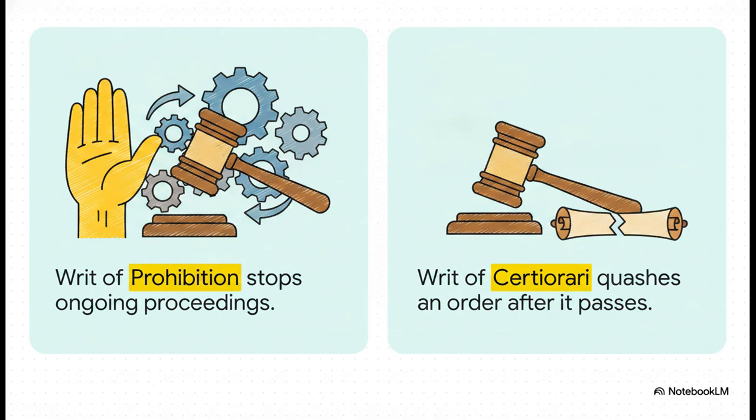Let's quickly zoom in on the 2 writs that seem to confuse students the most. Pay very close attention for your MCQs. Both of these are issued by a higher court down to a lower court. But a writ of prohibition is issued while proceedings are still happening to stop them because the lower court is stepping outside its jurisdiction. Certiorari, on the other hand, is issued after a lower court has already passed its order, to quash it. So prohibition is before, certiorari is after.